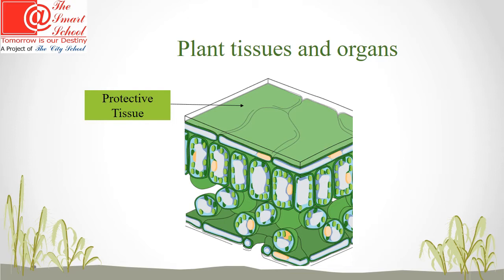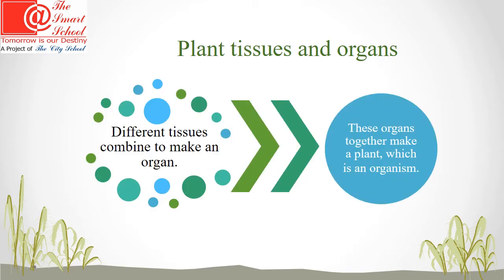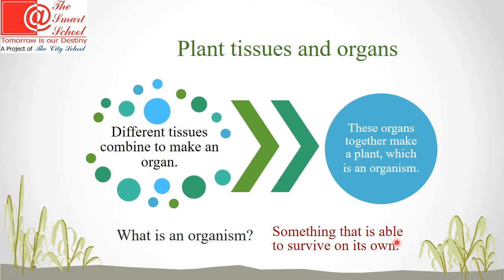Another example of plant tissue is protective tissue. It is present on top of the leaf and it protects the plant from damage or infection. Different tissues combine together to make an organ. All of these organs then combine to make a plant, which is an organism. What is an organism? An organism is something that is able to survive on its own.